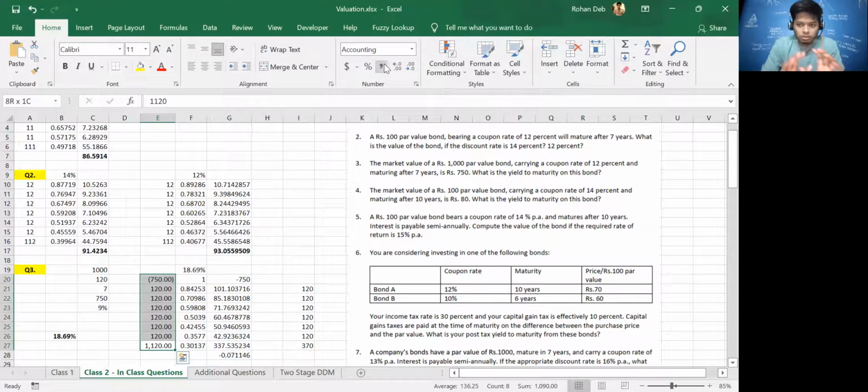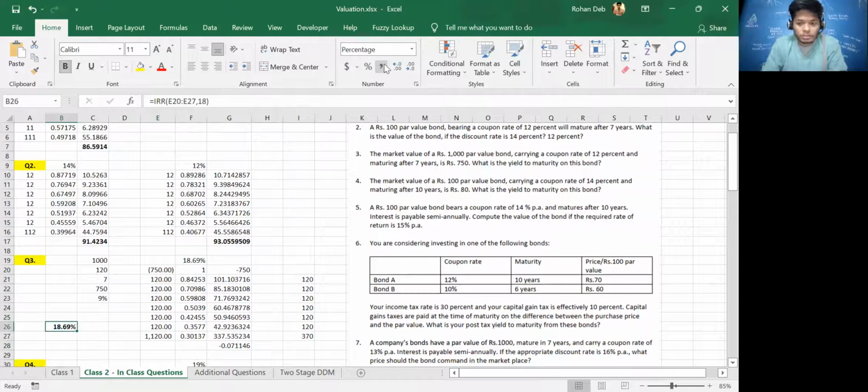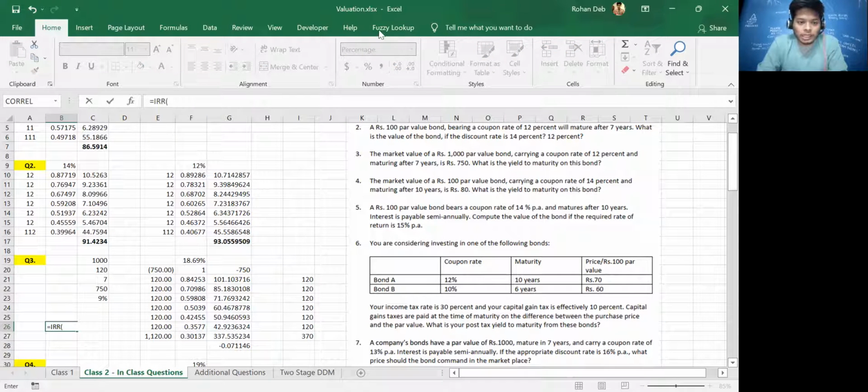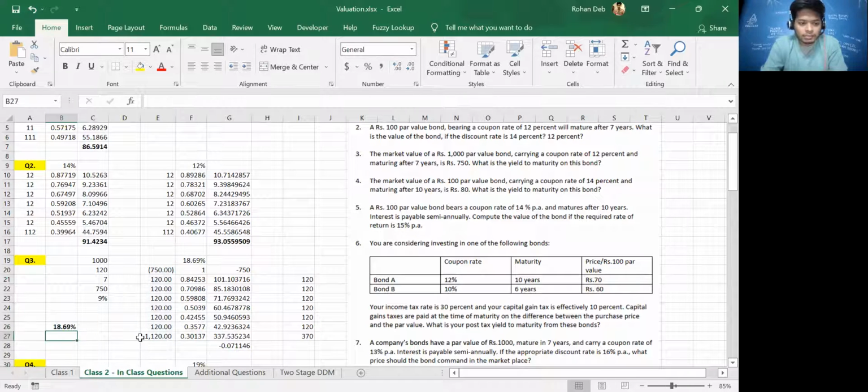Now, if you find the IRR of this entire investment, let's say the YTM, you can use the IRR formula. Equal to IRR, and then select the entire thing, and then put some rate. If you don't want to put a rate, you can just close it and press enter. So it's saying 18.67.